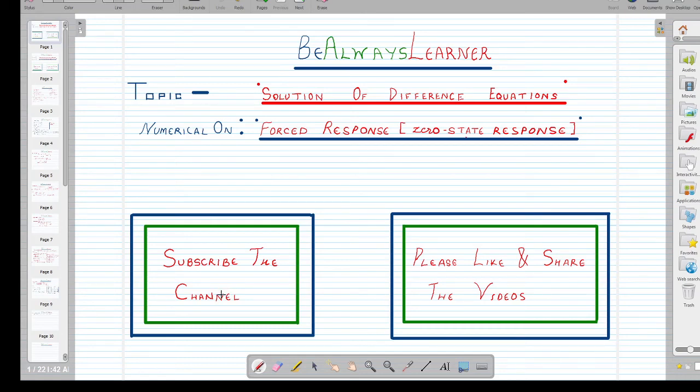Today we are going to solve the numerical based on the forced response, and that is also called zero state response.